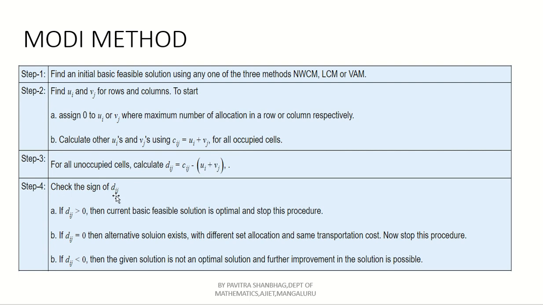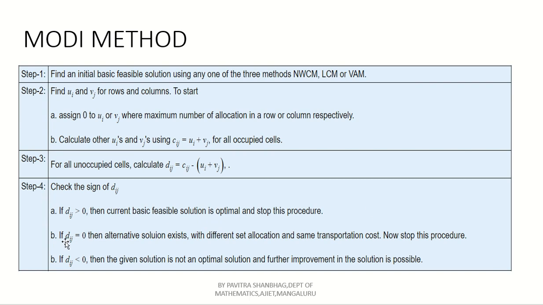Check the sign of Dij, that is delta ij or Dij. If Dij is greater than 0, then the current basic feasible solution is optimal and stop this process. Okay. So here if Dij is greater than 0, then no need to continue further. There itself you can write the basic feasible solution is optimal.